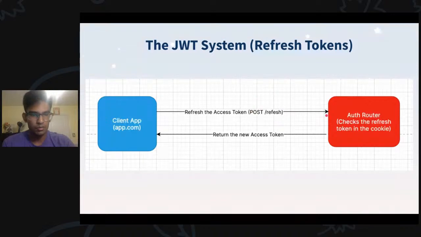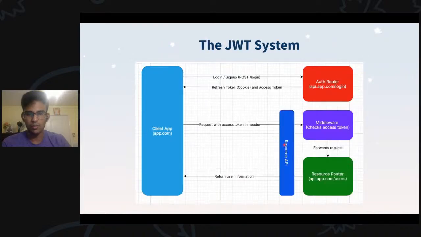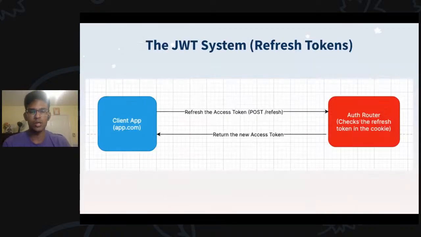So we post it to the refresh route or whatever other route, and the auth router is going to do the exact same thing as it did before. It's going to get the refresh token and check its validity. If it's valid, it'll return a new access token. This entire cycle goes on over and over until the user logs out, and then they log in again, and it just continues on and on. And that is basically how the JWT system works.